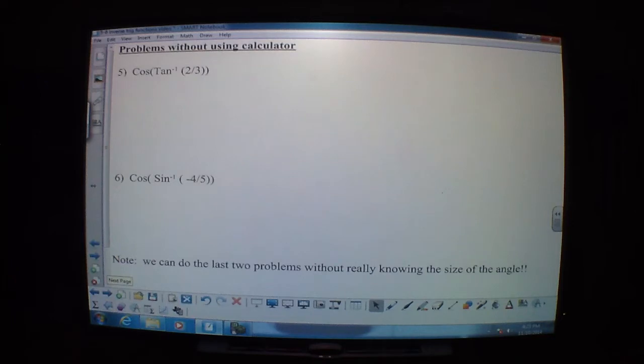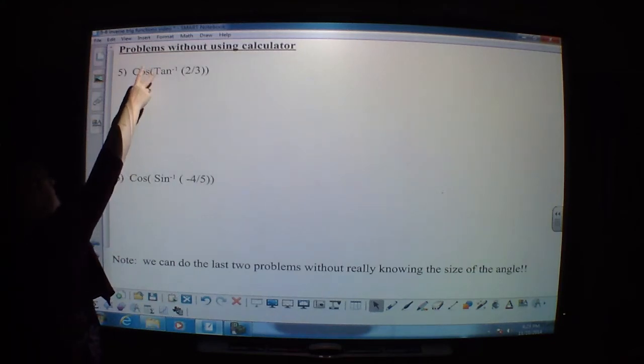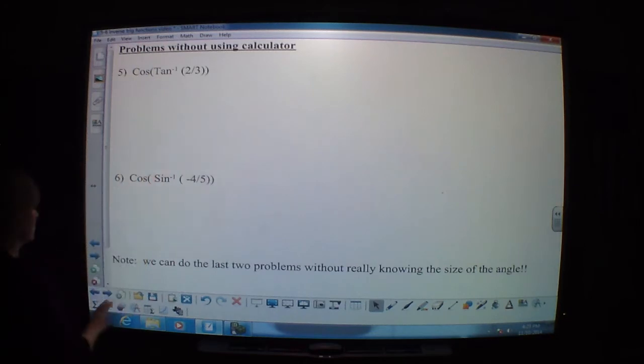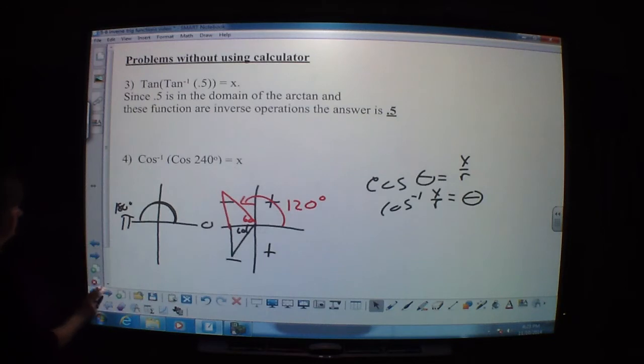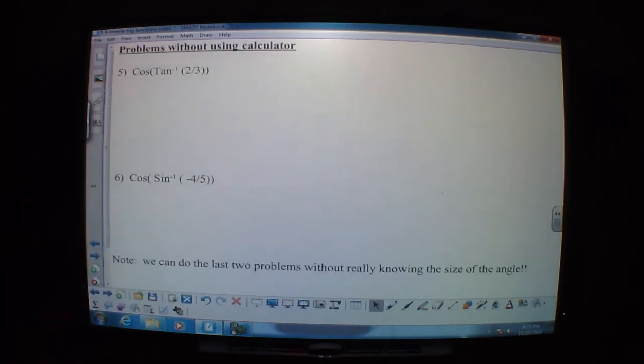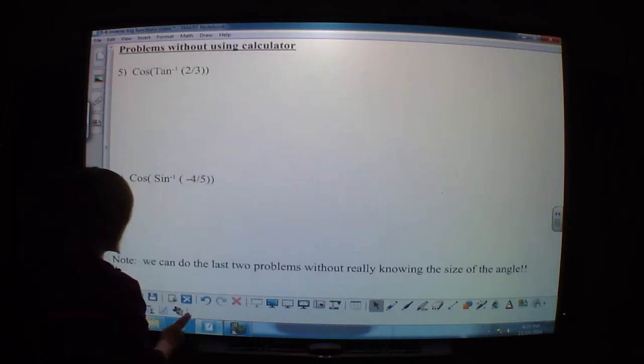Next, I have the cosine of the inverse tangent of 2/3. I can do this without using a calculator, but now notice that these aren't tangent and inverse tangent or cosine and inverse cosine, like these right here, which were the same function except the inverse of the other. These are totally different functions. So here's how you can do these.